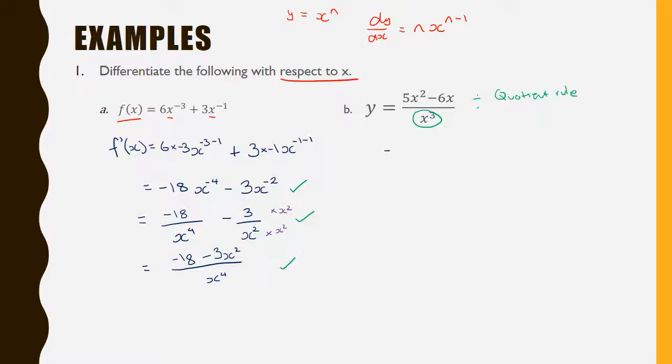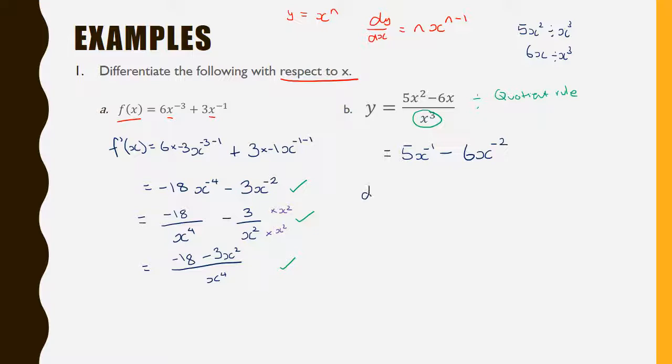So if we're dividing 5x squared minus 6x squared by x cubed is what we're doing. So we're saying 5x squared divided by x cubed. When we're dividing, we subtract the powers, so we get 5x to the power of negative 1. Minus, we do the same thing for the second part, 6x divided by x cubed. We subtract the powers, so we get 6x to the power of negative 2. Now this is not the derivative, this is just us rewriting the function for y.